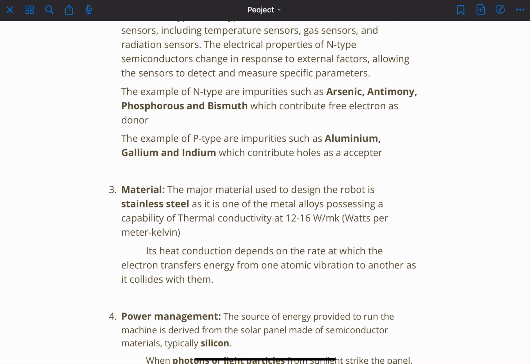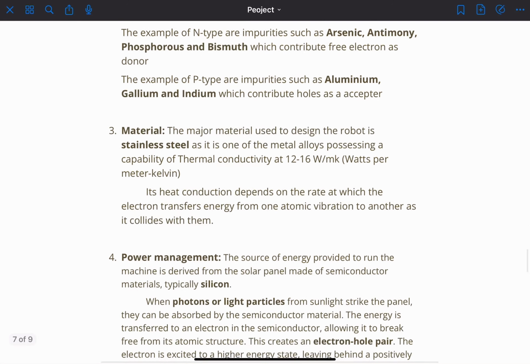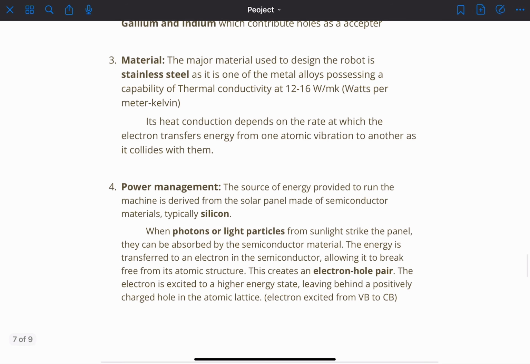In this innovation, the major material used to design this robot is stainless steel, as it is one of the metal alloys possessing a thermal conductivity of 12 to 16 watts per meter Kelvin, which is pretty decent. Its heat conduction depends on the rate at which the electrons transfer energy from one atomic vibration to another as they collide with them. Next aspect, power management.